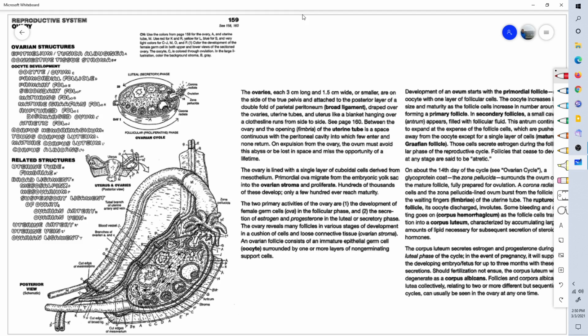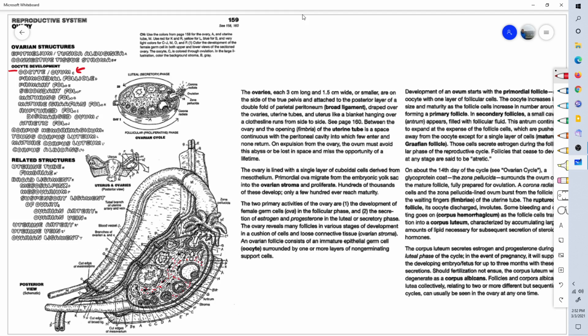The ovary is the place of origin of the female germ cell, the egg cell, also known as an oocyte or the ovum. When you are born, the female already has hundreds of thousands, maybe millions, of oocytes or ova in the ovaries.